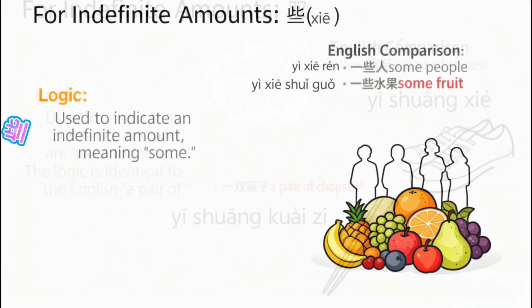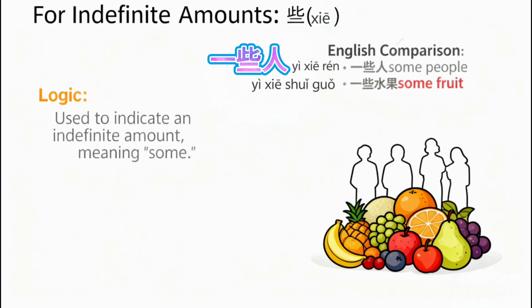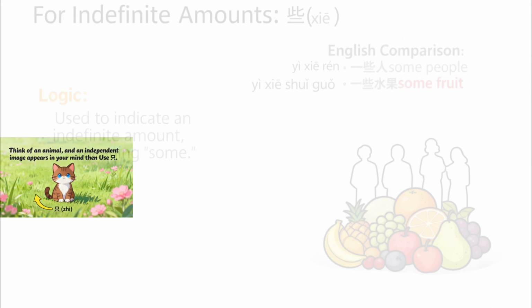Number 10, 些. The logic is that it is used to indicate an indefinite amount, meaning "some." Let's see the English comparison. 一些人, some people. 一些水果, some fruit.